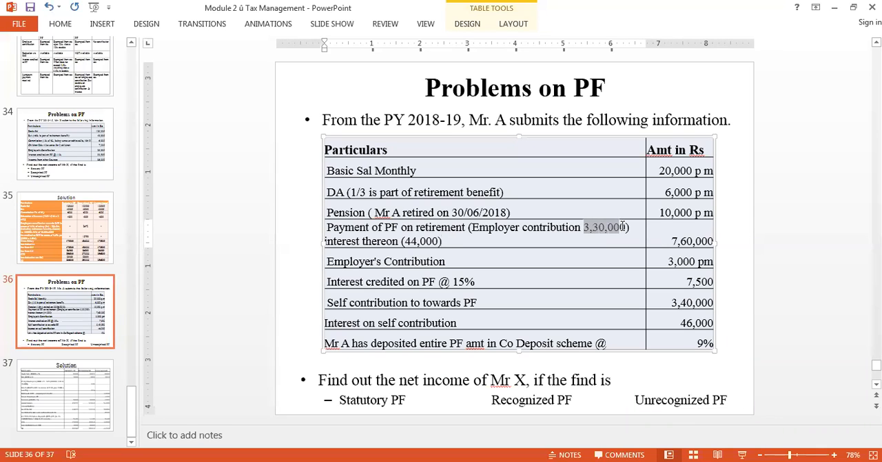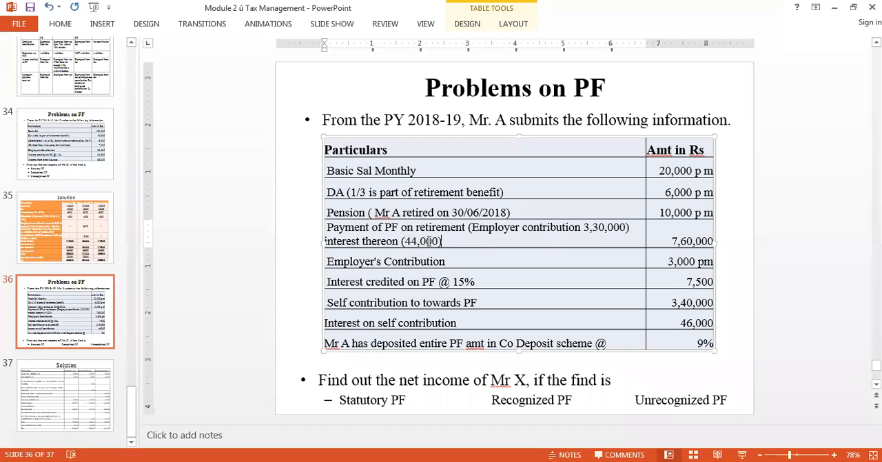If 3,30,000 is the employer's contribution, and this is the interest on that particular amount, the balance amount, that is 7,60,000 minus 3,30,000, is the contribution made by the employee himself. Are you able to understand?